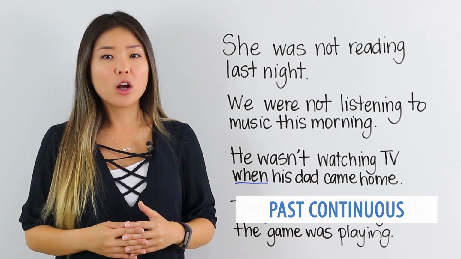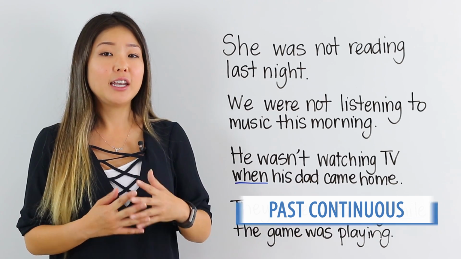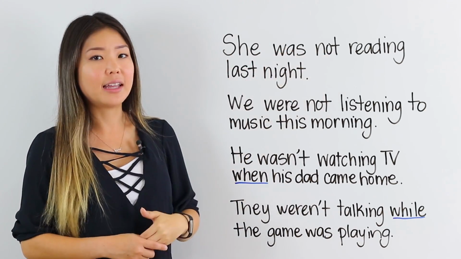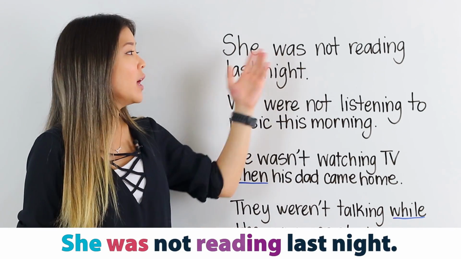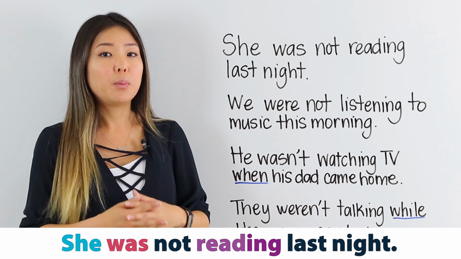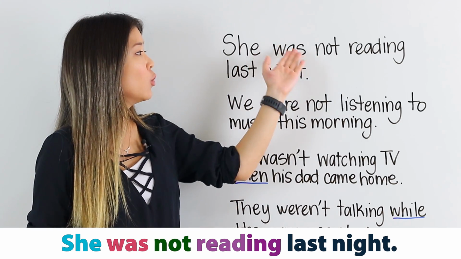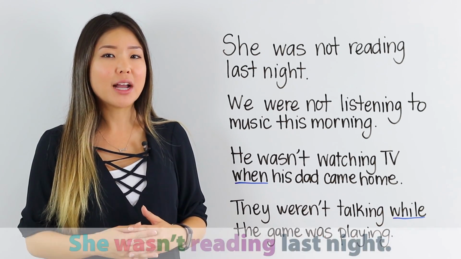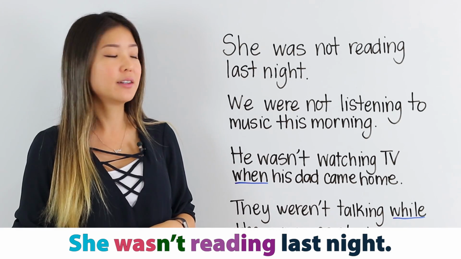Now, let's talk about the negative form of the past continuous tense. Here are some examples. She was not reading last night. The subject is she, and so we use was. However, before the verb ing, we add not. She was not reading last night. I can use a contraction and say she wasn't reading last night.